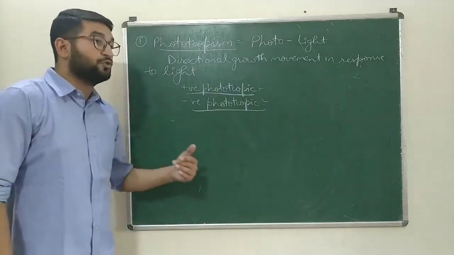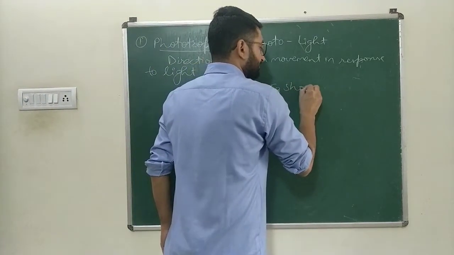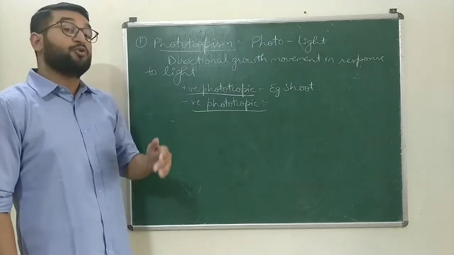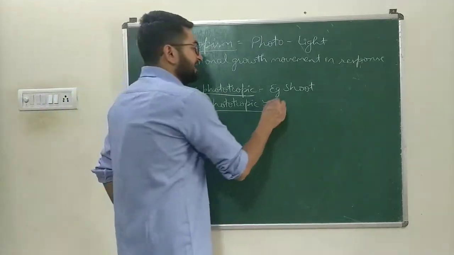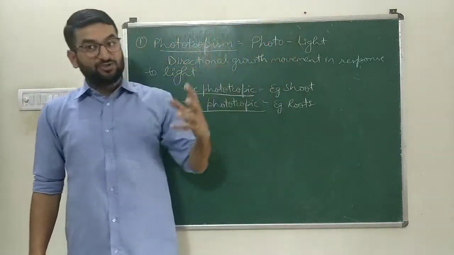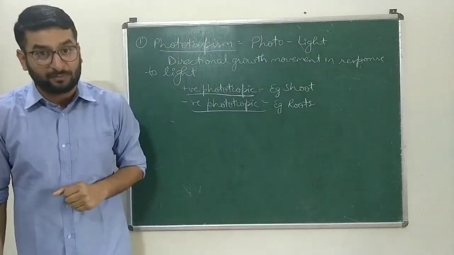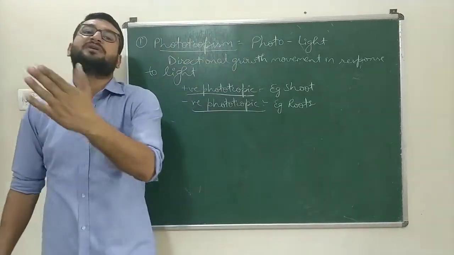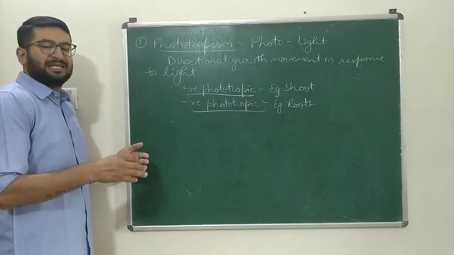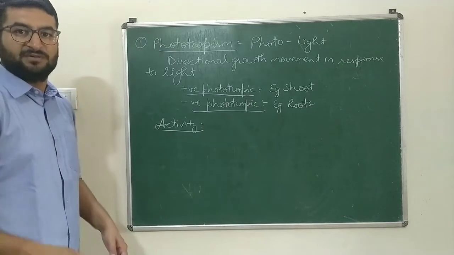The parts which move towards the stimuli are known as positive phototropic. Example, shoot. Stem moves towards the sunlight, so it is positive phototropic. And roots move away from the sunlight, they are negative phototropic. The growth of the stem is towards the sunlight, so this is positive phototropic. But the roots always go away from the light, away from the sunlight, those are negative phototropic. So these are the certain activities. There are certain activities which show positive phototropic movement of shoots.